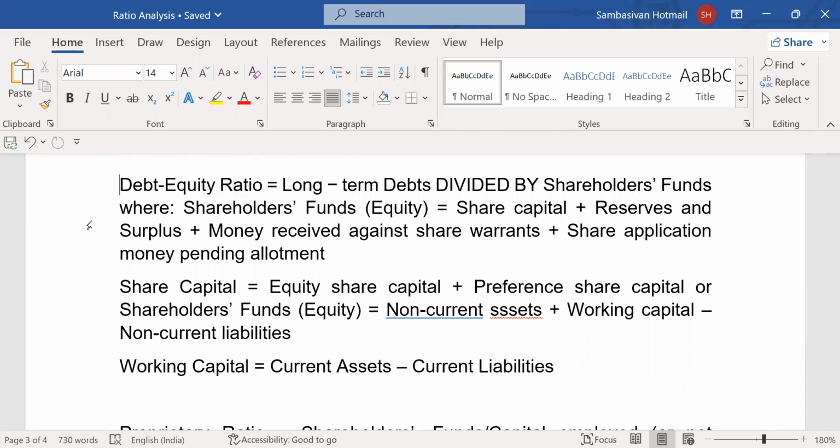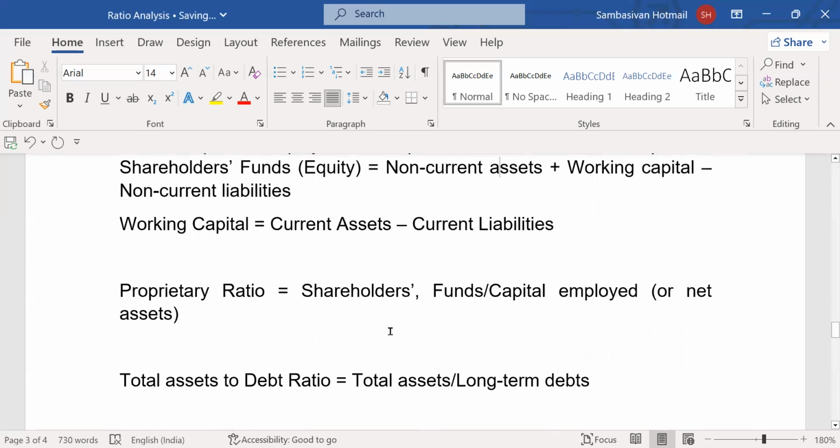Share capital here is very long. Share capital is equal to equity share capital plus preference share capital. Or shareholder fund, equity, is equal to non-current asset plus working capital minus non-current liability. Working capital is equal to current asset minus current liability.